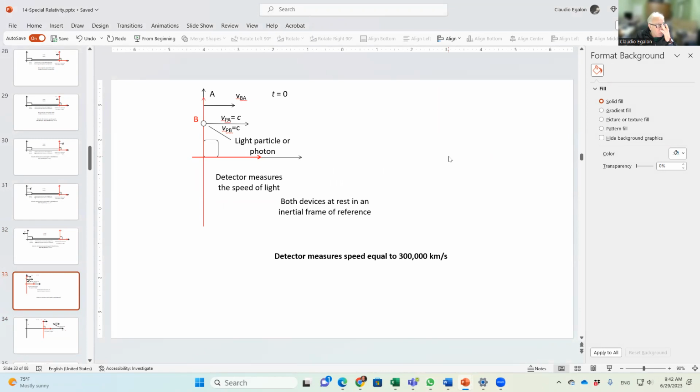And then what do we do? We have this particle, photon, light particle or photon that's traveling to the right, right? That's the velocity of point P with respect to point A, this velocity of C. And velocity of the point P, which again is the photon, with respect to referential B is also C, okay?